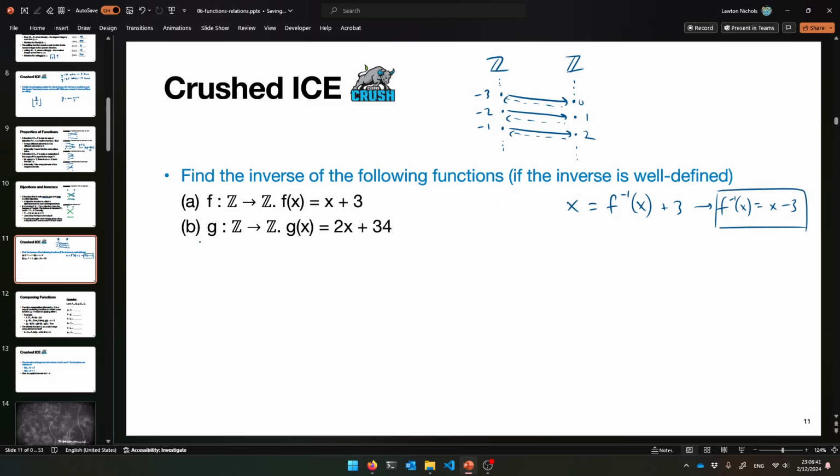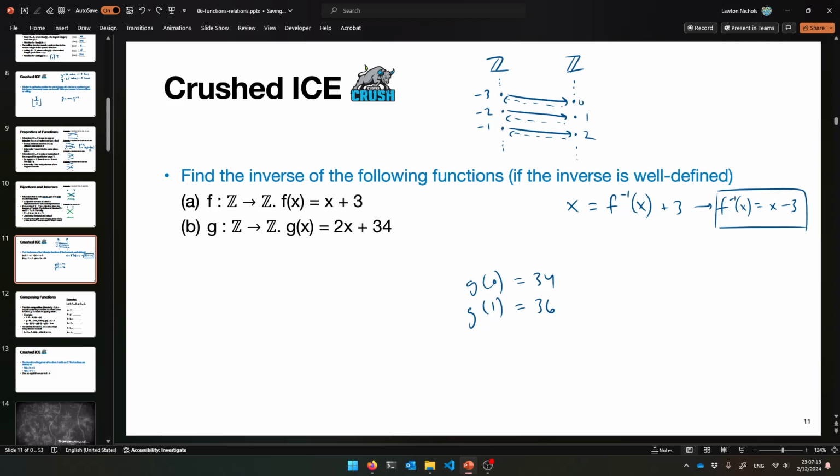And now the question is about this function g. Is it one-to-one? Is it onto? Okay, so I do believe it's one-to-one. It's totally one-to-one because, let's see, g of 0, for example, is being taken to 34. And g of 1 is being taken to 36, right? Every x is going somewhere different. It's like the next 2, the next 2, the next 2, right? So it's hitting somewhere different.